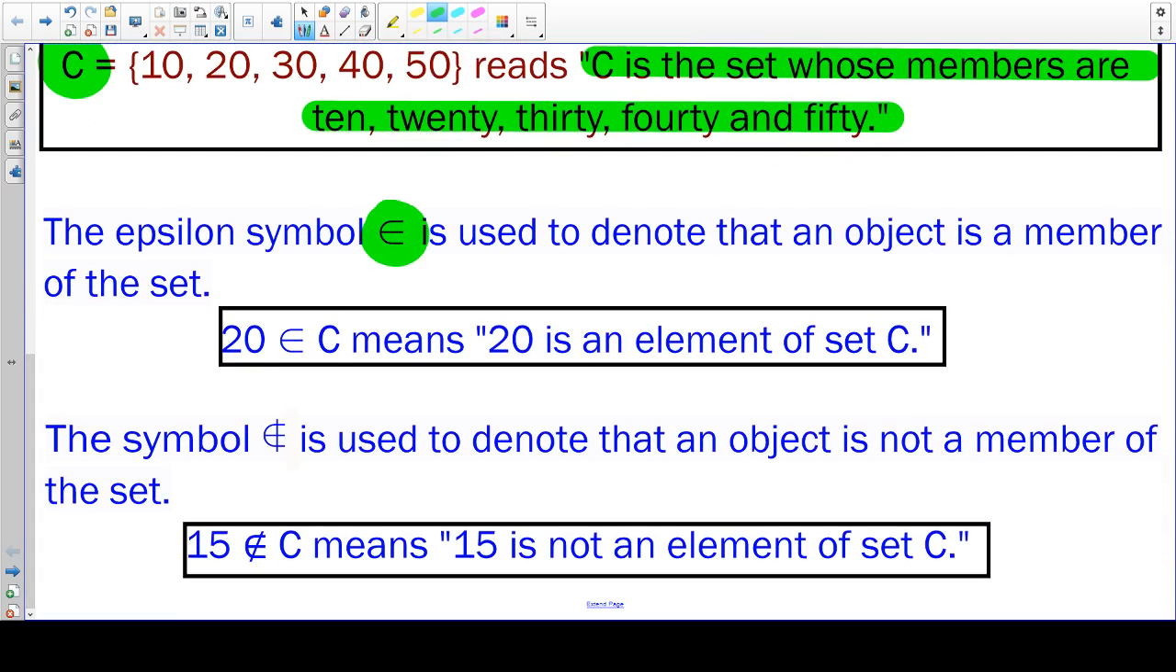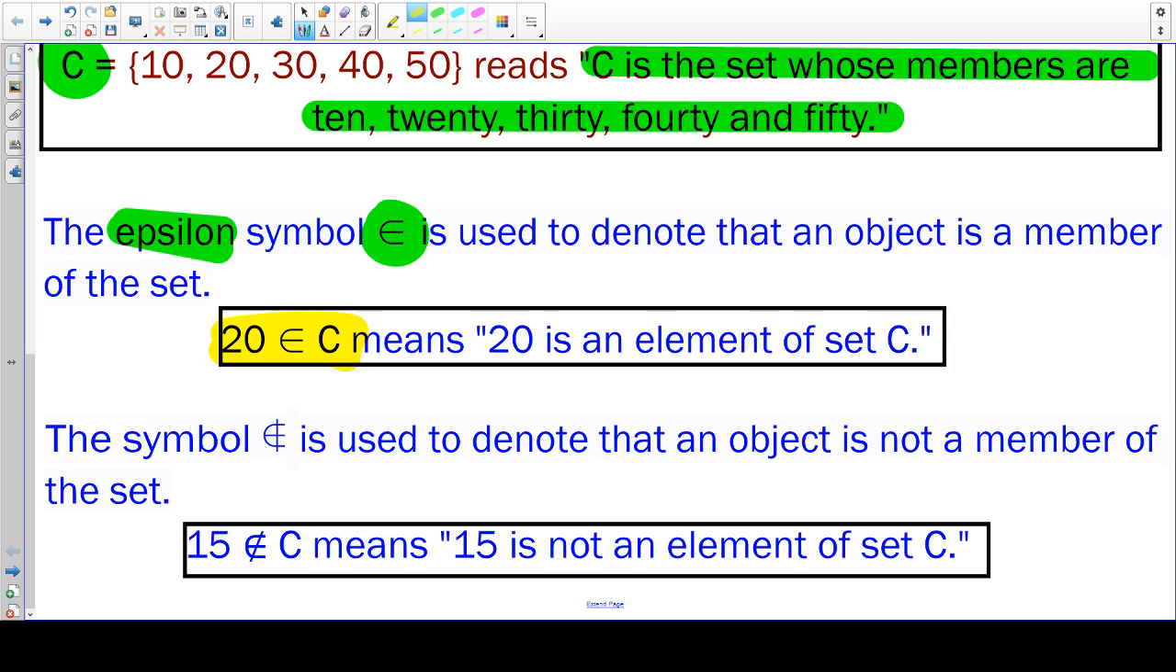The epsilon symbol, epsilon is a Greek letter, is used to denote that an object is a member of the set. So if we see something like 20 ∈ C, it really means 20 is an element of set C, or 20 belongs to set C. Or maybe even more simply, 20 is in set C. That's what that means.